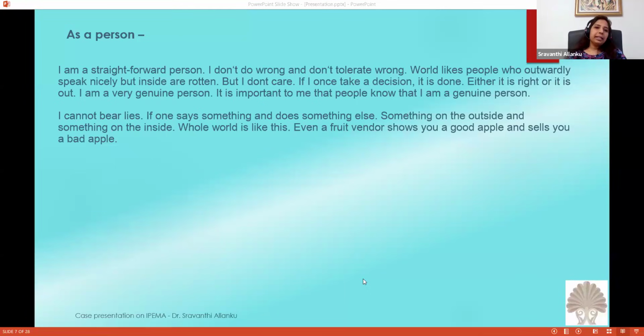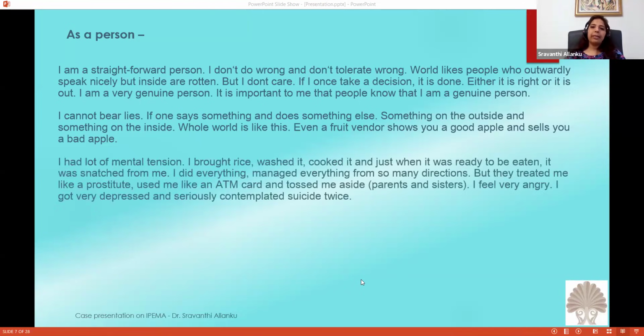And I said, can you give me an example? Where exactly in the world do you see something like this? And he says, whole world is like this. Even a fruit vendor shows you a good apple and sells you a bad apple. So everyone is something else on the outside and something else on the inside. Then he went on again to describe what happened back when he felt he was deceived this way.